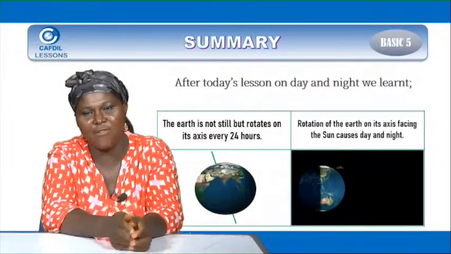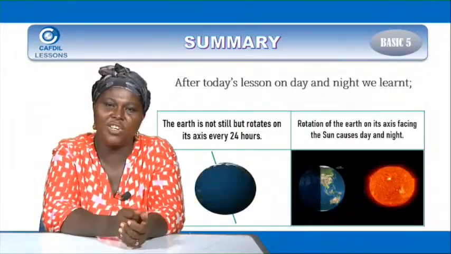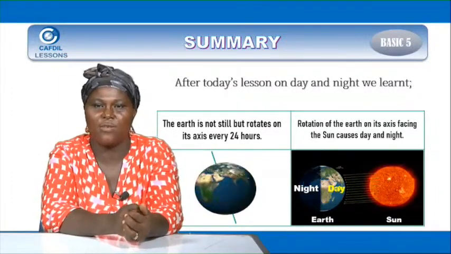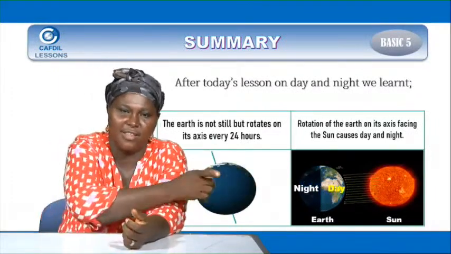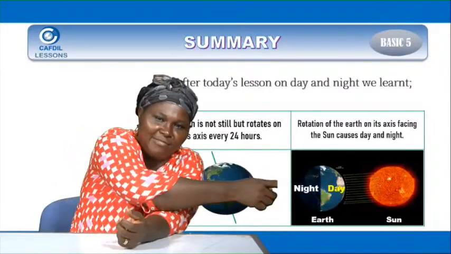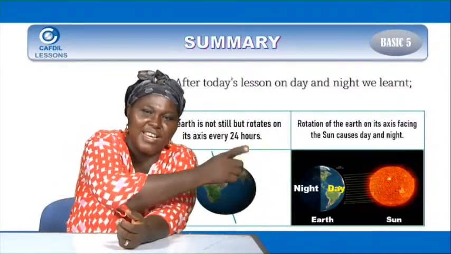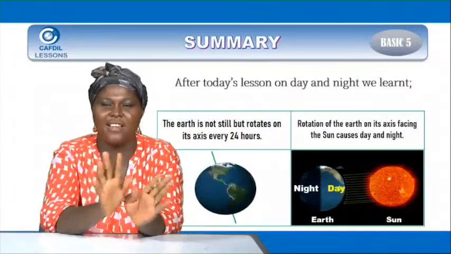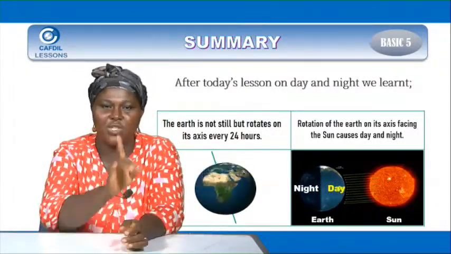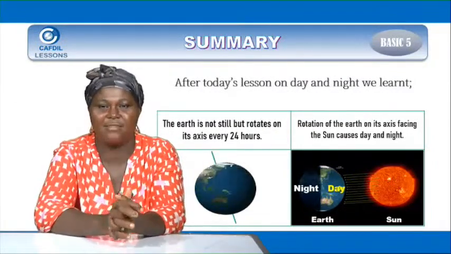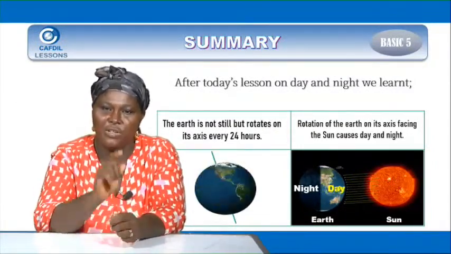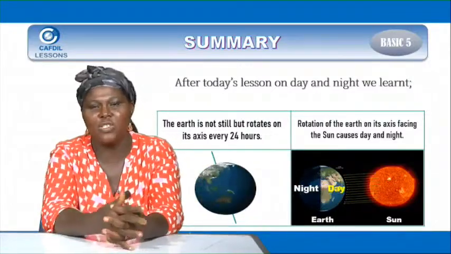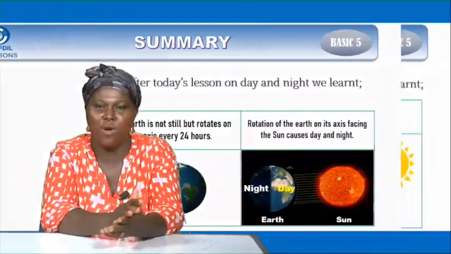Let's look at another fact. Rotation of the earth on its axis facing the sun causes day and night. So we can see we have the night and the day, and the sun is at one place. The sun does not move. It's always at one place. And we have day and night as the earth moves. Let's look at another one.